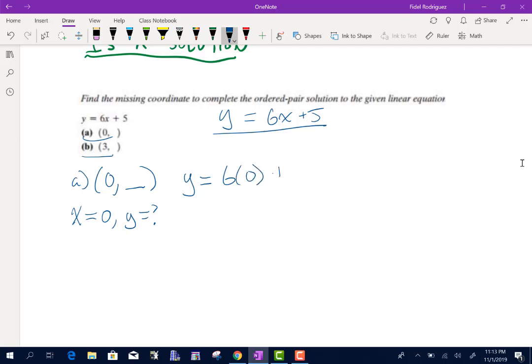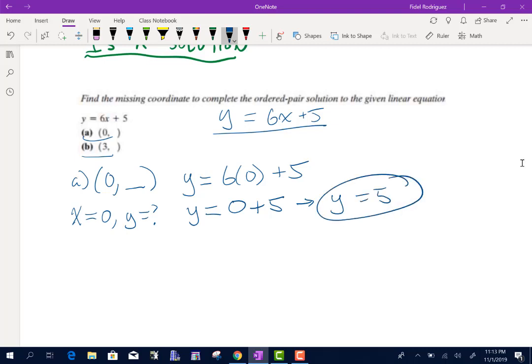So 6 times 0 plus 5. Well, I know 6 times 0 is 0, and 0 plus 5 is 5. So that's just telling me that the y number here is going to be a 5. That's what I'm going to place here. Okay. Now, I'm going to do this all over again for my part B.